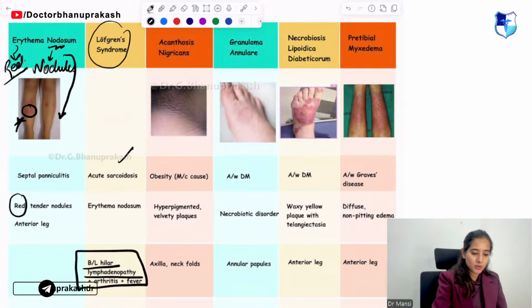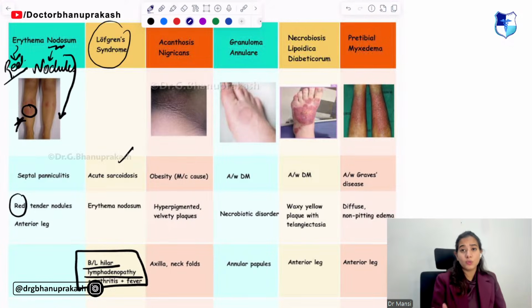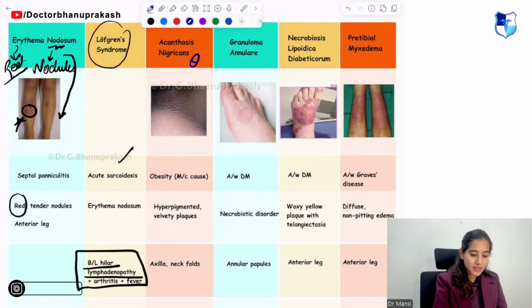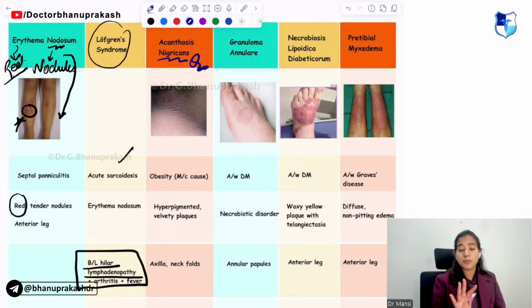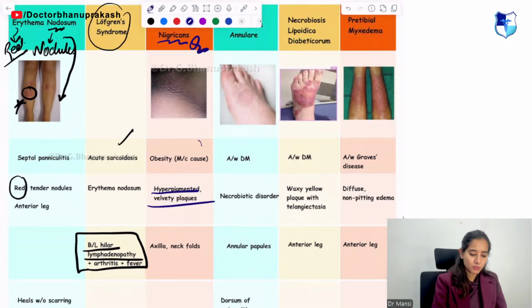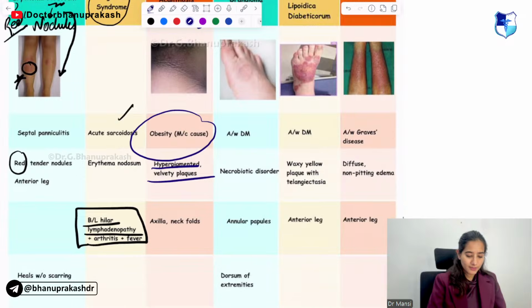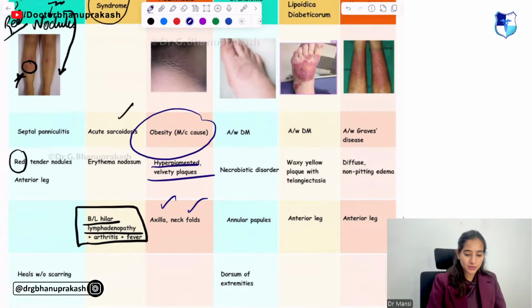Then we have acanthosis nigricans, and I hope that everyone is aware of this. There is a velvety plaque which is present over the nape of the neck. There is dark, blackish discoloration, hyperpigmented velvety plaques which can be seen associated with, look for history of diabetes or PCOD probably, and obesity being one of the more common causes. So in the axilla and neck folds you can see this.